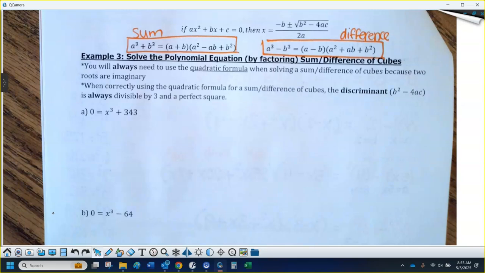And then, I'll show you this as we do the problem, but the second part says whatever's under the square root in the quadratic formula is always going to be divisible by 3 and a perfect square. So the quadratic formula is at the top, just to help you guys remember that, because we're going to need that on these questions. And then we'll get into how to break it down here in a second.